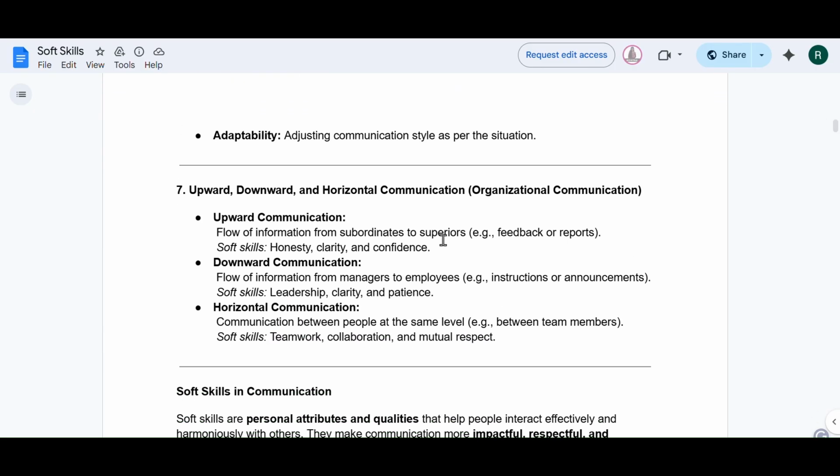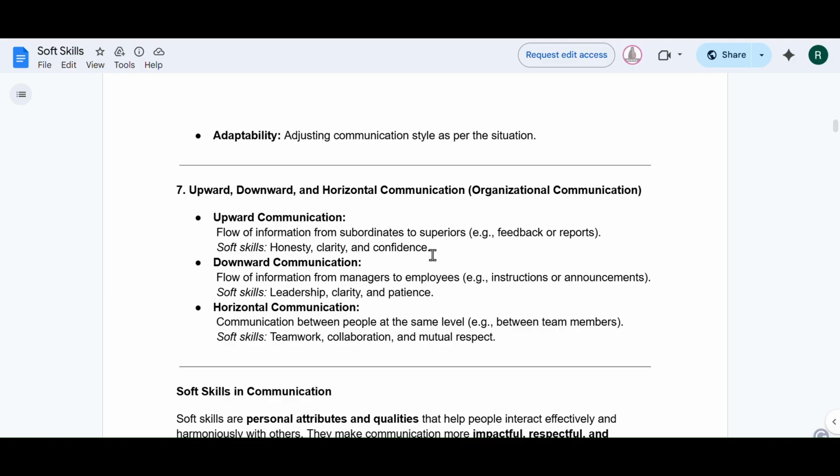And upward, downward, and horizontal communication. This is organizational communication. We discuss it in an organization, where we would always follow formal communication. Upward communication is nothing but information going from subordinates to supervisors, meaning information which passes from students to higher teachers, HODs, like that.